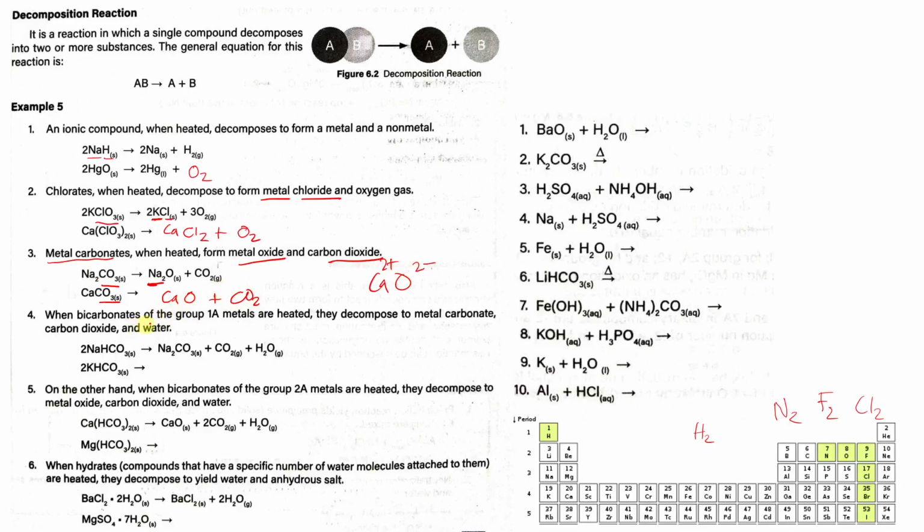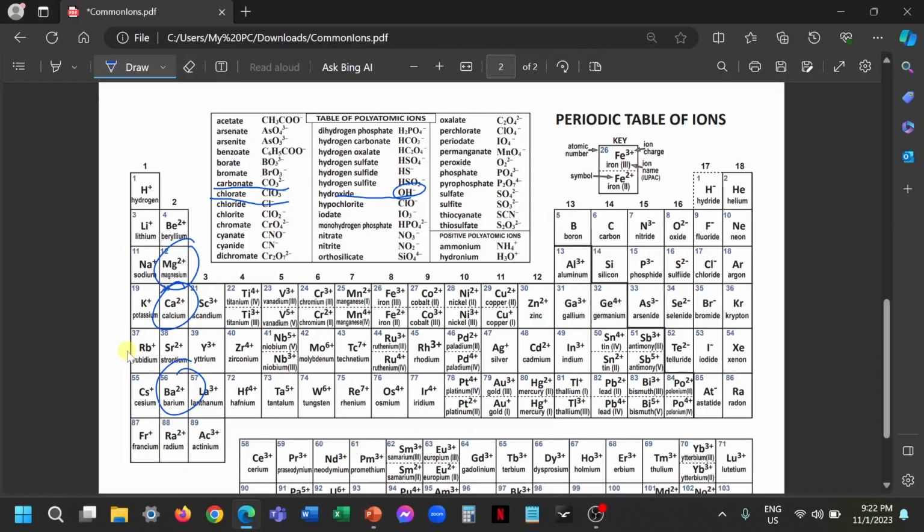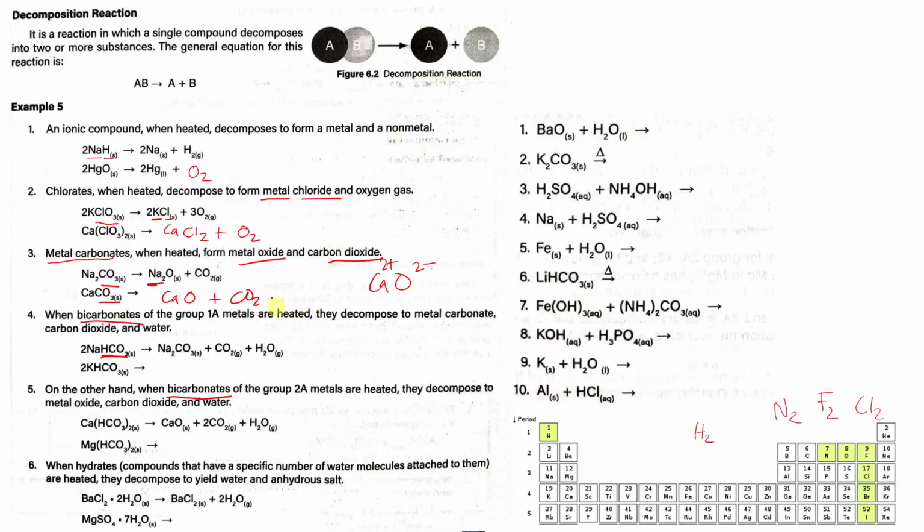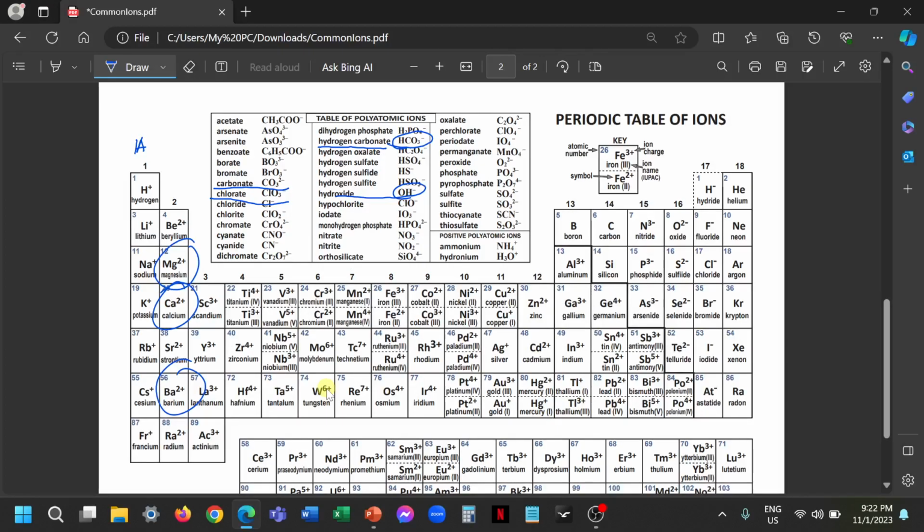Next, number 4, when bicarbonates of the group 1A metals are heated, they decompose to metal carbonate. So 4 and 5 are the same, so they involve a bicarbonate. For the bicarbonate, the formula is HCO3. On your table, we have this one. This is the other name for the bicarbonate, hydrogen carbonate. Again, the formula for this is HCO3. So when there's a bicarbonate with a group 1A metal, then this rule is for group 2A metals. So this one is the group 1A metals, this first column over here, and then the 2A, the second column over here.